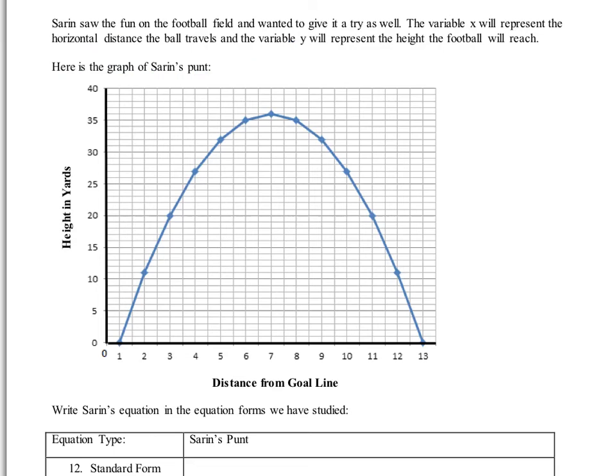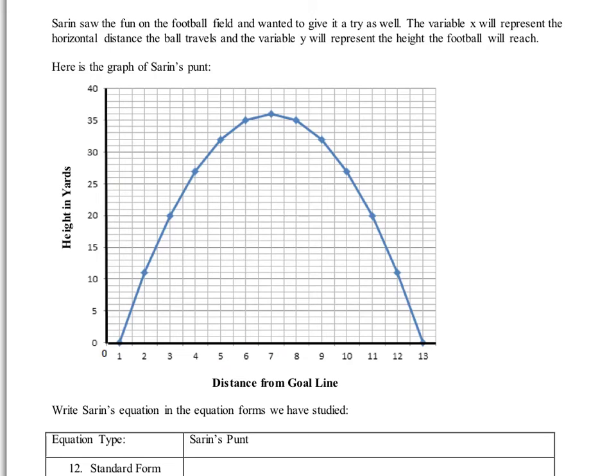Next we have Saren. And Saren saw the fun on the football field and wanted to give it a try as well. The variable x will represent the horizontal distance the ball travels, and the variable y will represent the height the football will reach. So we have this graph of Saren's punt.